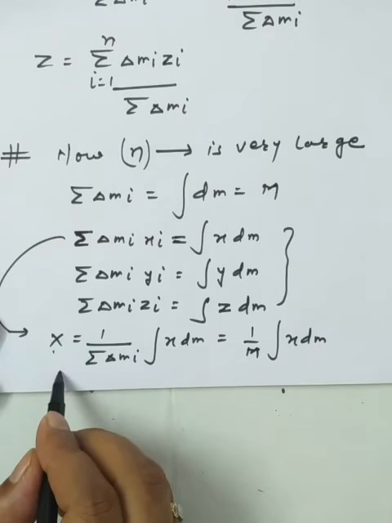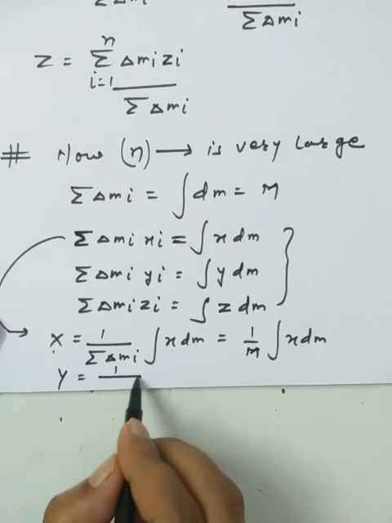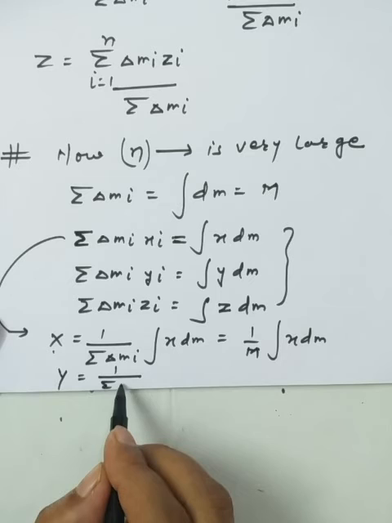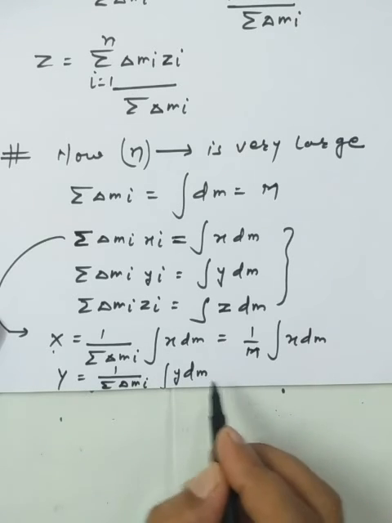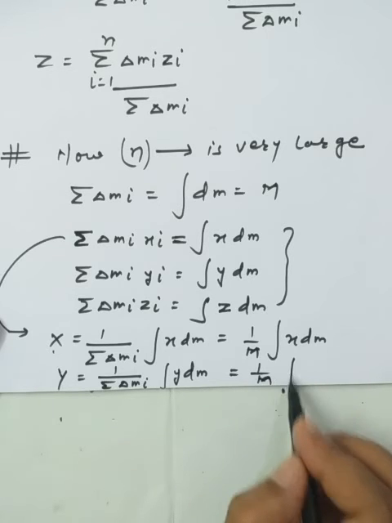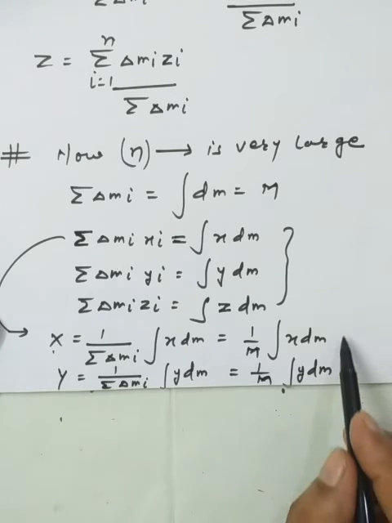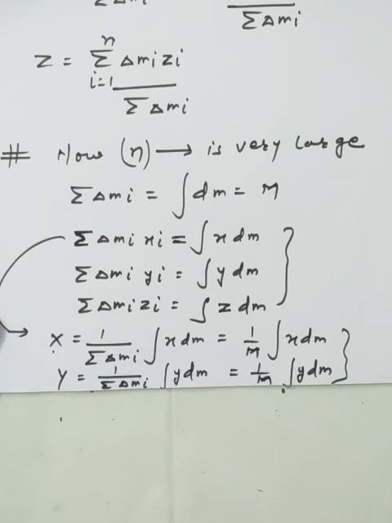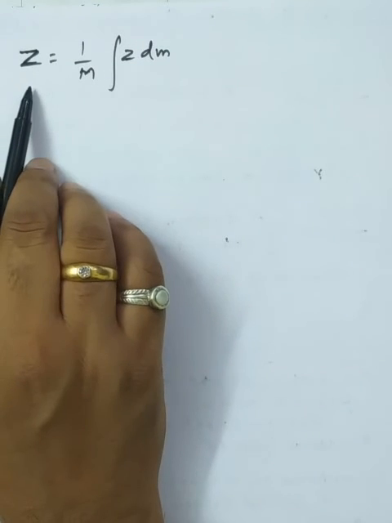Similarly, I can write the y coordinate: y is equal to the integration of y dm divided by the summation of delta mi, so I can write easily 1 upon M times the integration of y dm. So these are the general expressions we have. Similarly we can write the coordinate of the center of mass for z also.